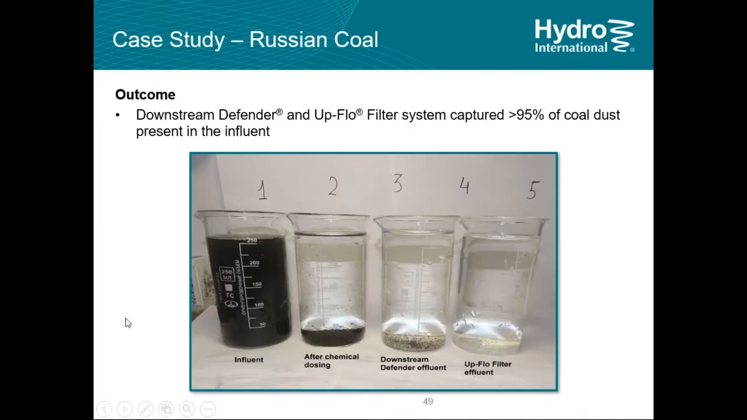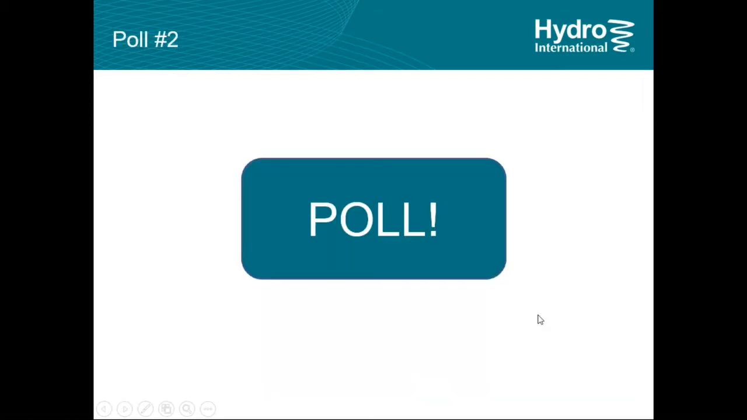And you can see here the downstream defender, it captured 95% of the coal dust. You can see the pictures here. The first one's the influent, using the chemicals on number 2 through the downstream defender, capturing the chemicals, and then 4 flew through the Up-Flo, literally pure.